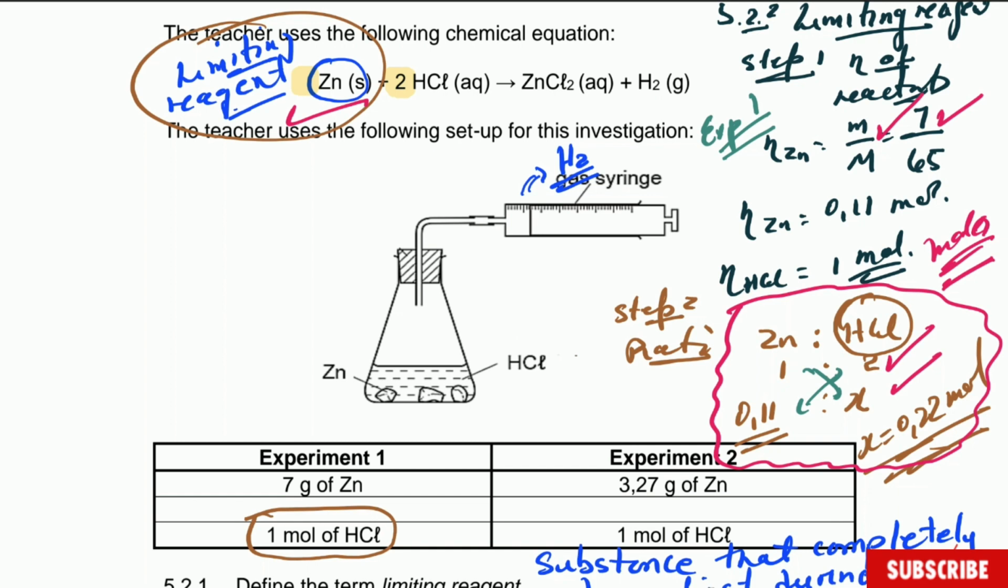If you are using less zinc, you will have less product because zinc is the limiting reagent. Now, if you use less hydrochloric acid, it does not necessarily mean you will get less product, because you have 1 mole, which is a lot. So let's say, for instance, if instead of 1 mole you use 0.9 mole, you will still get the same product, because 0.9 is still more than the amount you actually need. You only need 0.22.